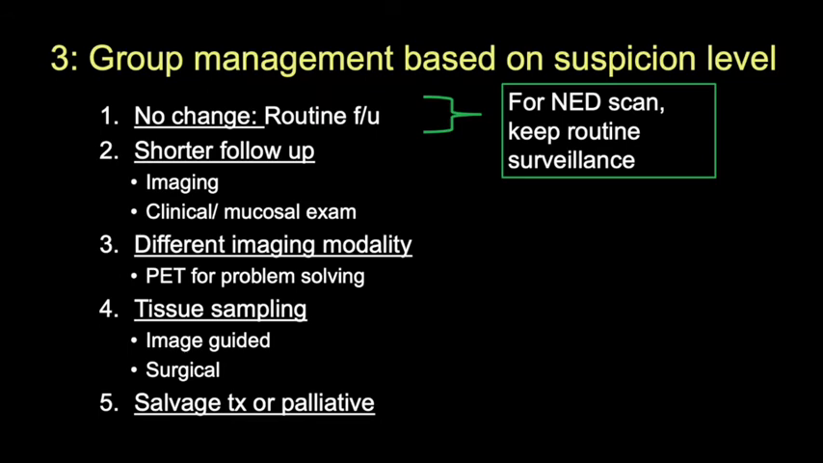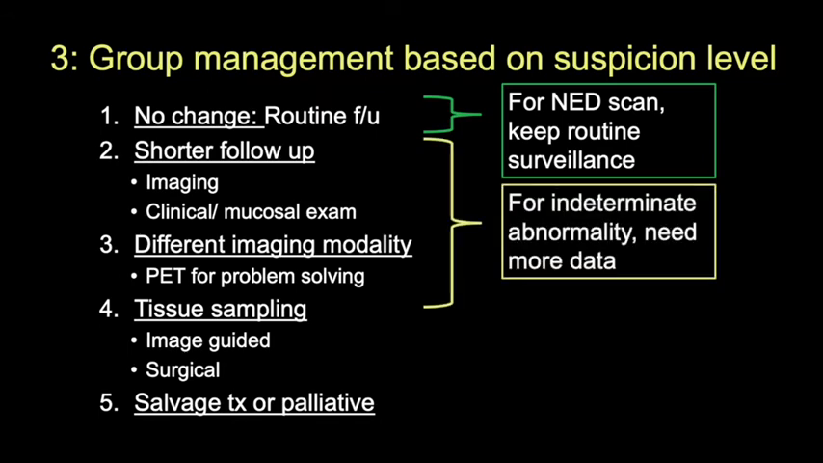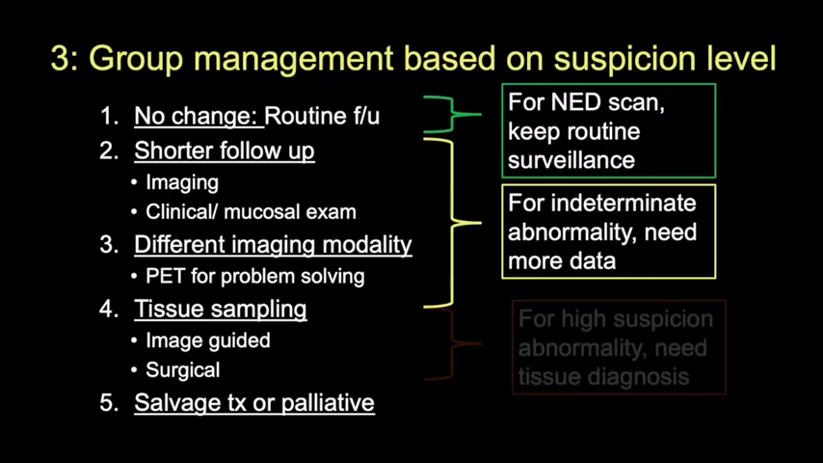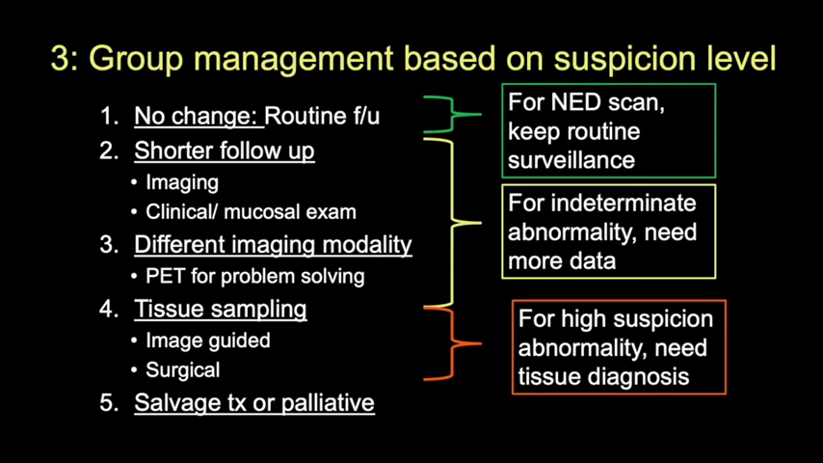So if it's an NED scan, of course you're going to stick with your routine surveillance. If you have an indeterminate scan, that means you need more data. And that more data may come in the form of a shorter imaging follow-up, or clinical or mucosal exam, or a different imaging modality like PET to help downgrade to a NI-RADS 1 or upgrade to a NI-RADS 3. If you're highly suspicious about an abnormality and it's discrete, then you're going to recommend tissue sampling.